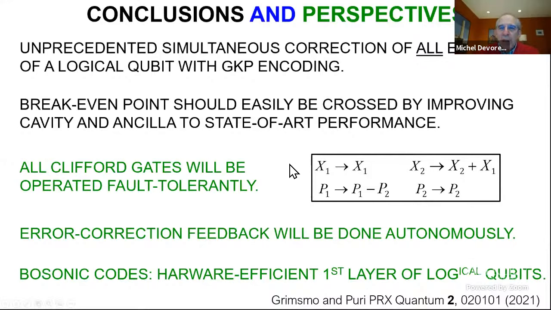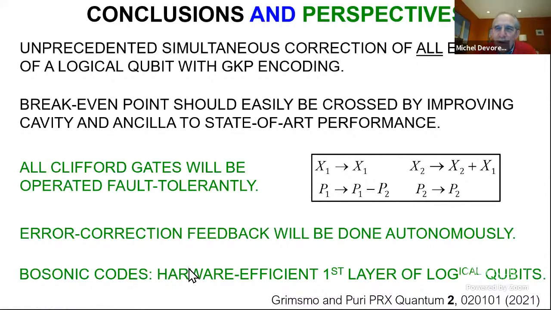break-even point. And I don't want to steal the thunder of the panel discussion, but maybe a very important point here is that in my opinion, the great advantage as an experimentalist of the bosonic code is that they constitute really extremely hardware efficient. Sorry, there's a D missing here.